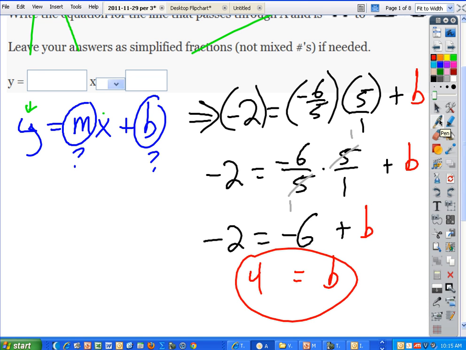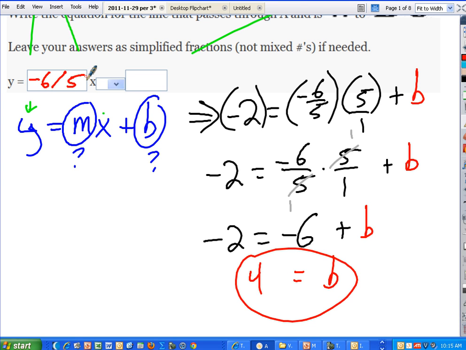Okay, m, we already said was negative 6/5, so I would just say negative 6/5, like that, plus, or no, hold it, plus b is 4. If b had been negative, I would have put a minus sign there, right? Okay, makes sense? That's it. Questions on that?